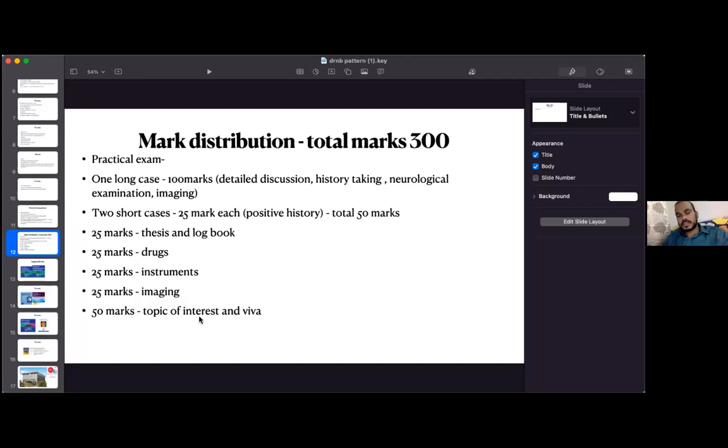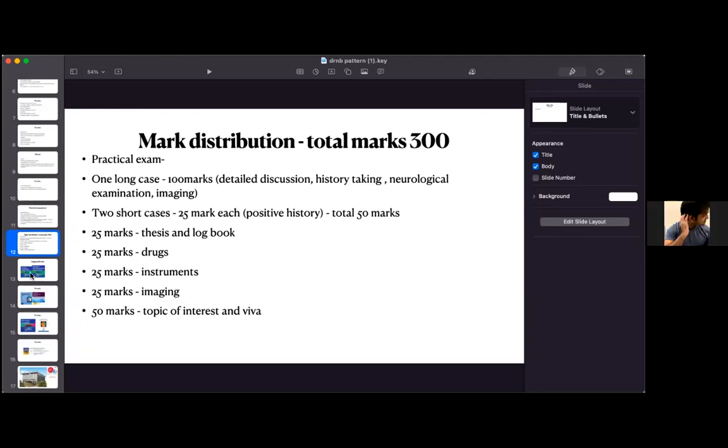Topic of interest means you'll be asked what your favorite topic in neuroanesthesia and neurocritical care is. If you say you are interested in acute ischemic stroke, they may ask you about all the recent trials, the various trials, the EXTEND trial, so many trials are there. They'll allow you to talk about your topic of interest, and you'll get some questions related to that. So this is the brief marks distribution.